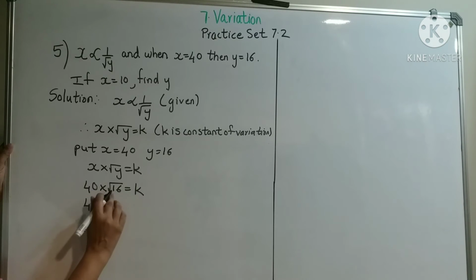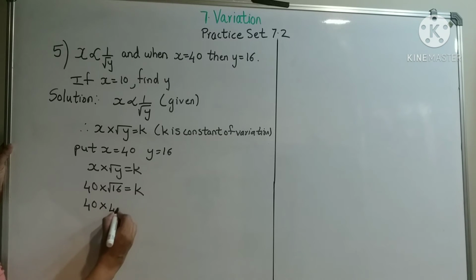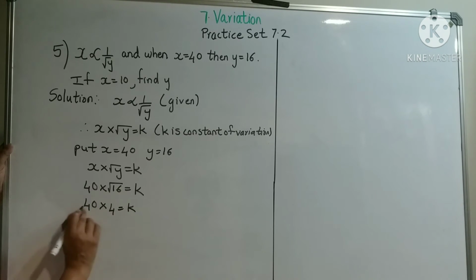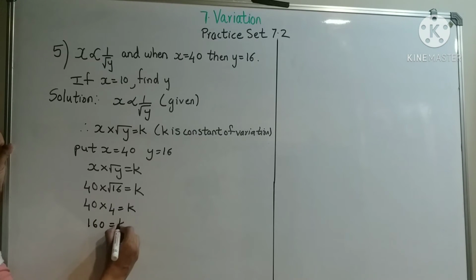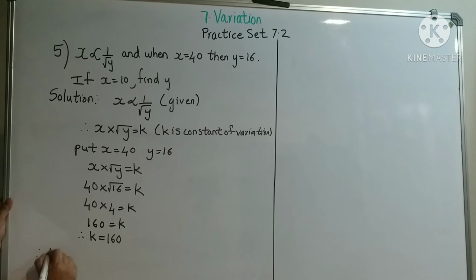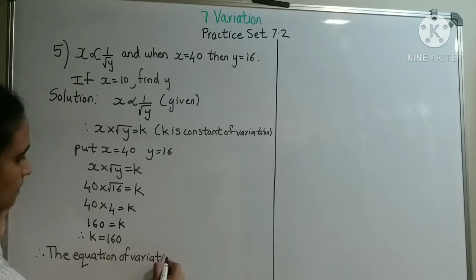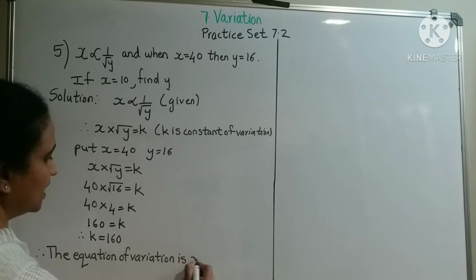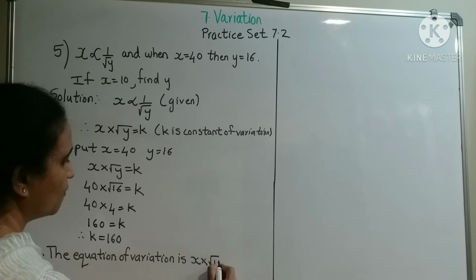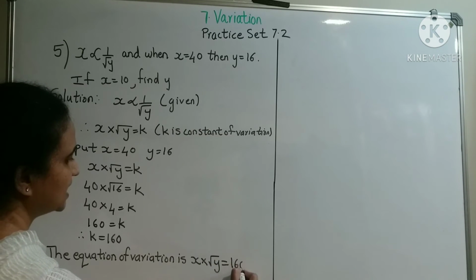40 into square root of 16, which is 4, is equal to k. Multiply these two numbers, you will get the answer as 160 is equal to k. Therefore, k is equal to 160. This is the value of k. Therefore, the equation of variation is x into square root of y is equal to 160.